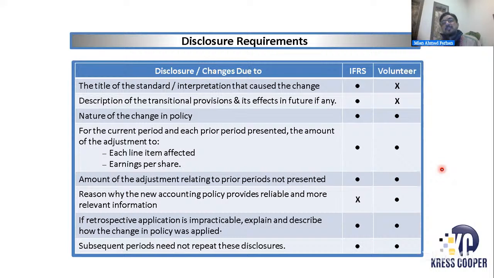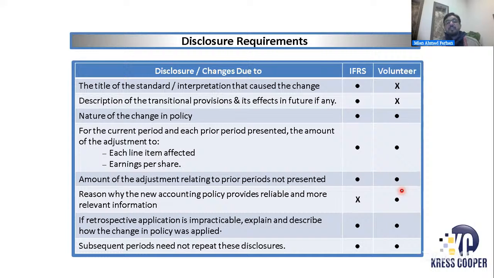So the financial impact belonging to that period, which is not being presented in the financial statements today, needs to be disclosed, along with the reason why the new accounting policy provides reliable and more relevant information. This is not required in terms of the change in IFRS. This is a requirement to be disclosed when we are doing a voluntary change.